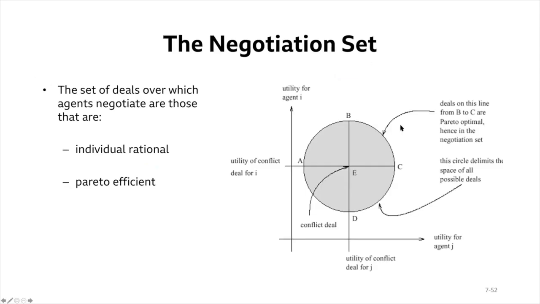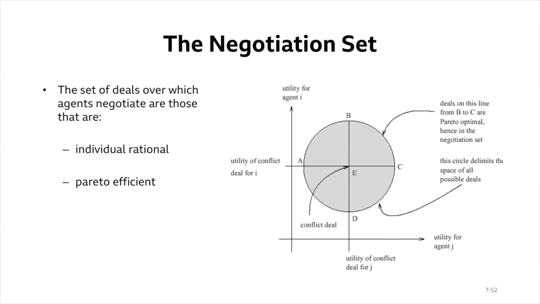So the Zeuthen strategy works as follows. First, both agents start by making their most preferred deal. That is, agent I starts by proposing B, and agent J starts by proposing C. Remember, C is the deal that gives agent J the highest utility. B is the deal that gives I the highest utility. So they both start by making their most preferred deal.